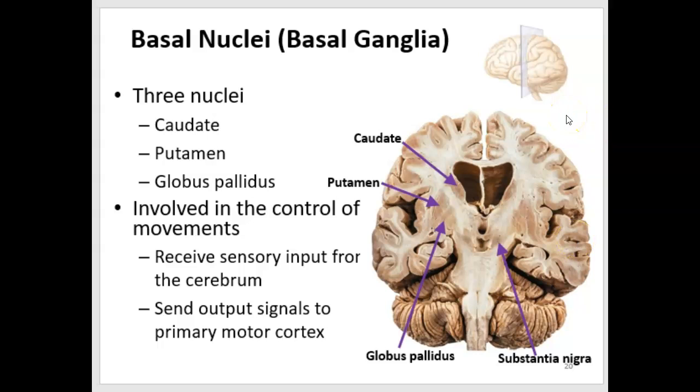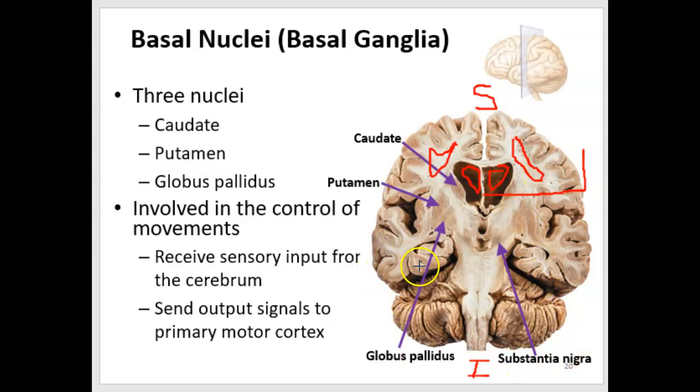So let's first just look at this picture, get our orientation. Again, this is superior. Down here is inferior, where the spinal cord would begin. This space is a lateral ventricle, and here's another lateral ventricle. They're separated by that membrane called the septum pellucidum. And there is a lot of white matter located deep in the cerebrum, right?